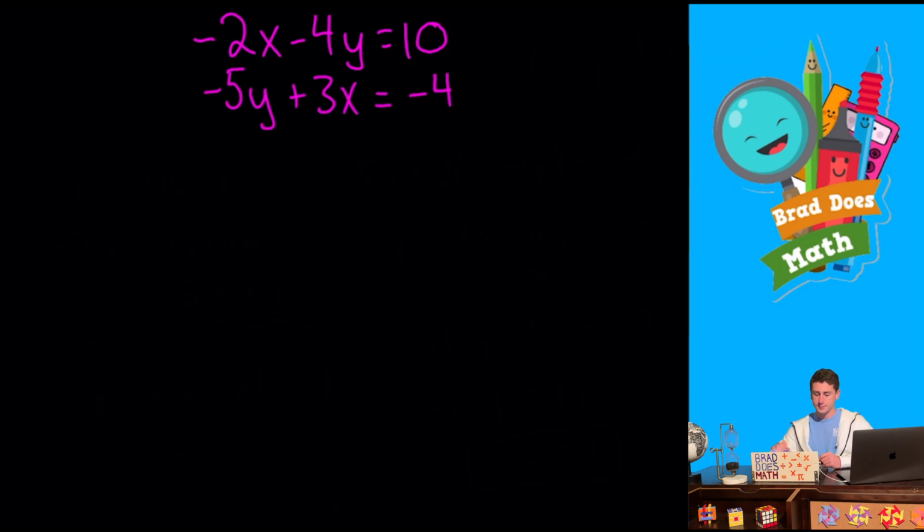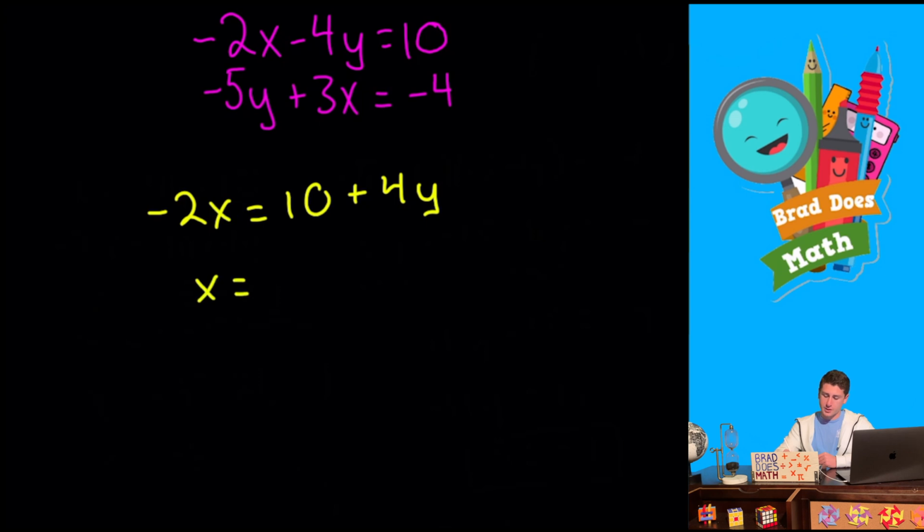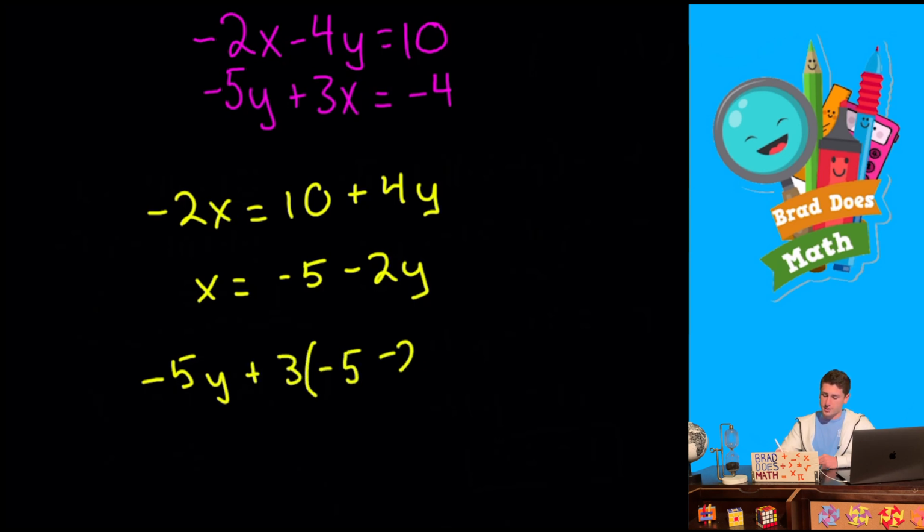Now let's do that again. In this system, I am going to solve for x in the top equation. So I will get negative 2x and add 4y to both sides, and then divide both sides by negative 2. Really what I'm doing is dividing every single term by negative 2. And I have it. x equals negative 5 minus 2y, and I'm ready to plug that into the bottom equation. So negative 5y plus 3x, and x is just equal to negative 5 minus 2y, and that equals negative 4.